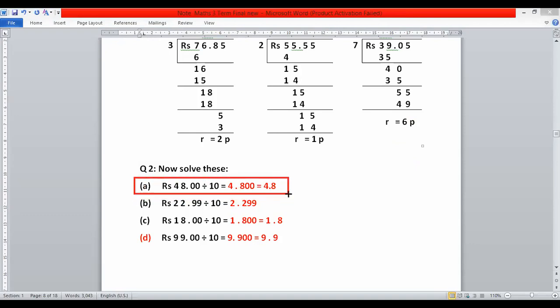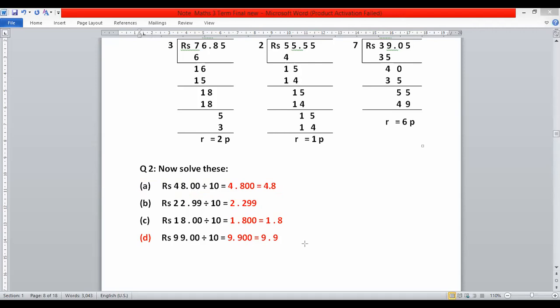Part A, Rs 48.00 divided by 10 means 48 rupees 0 paise. Dear students, remember that whenever you divide rupees by 10, there is no need to solve the question by using the long division method. Just shift the point one column to the right. Look at here. Here the decimal point is existing after 8.